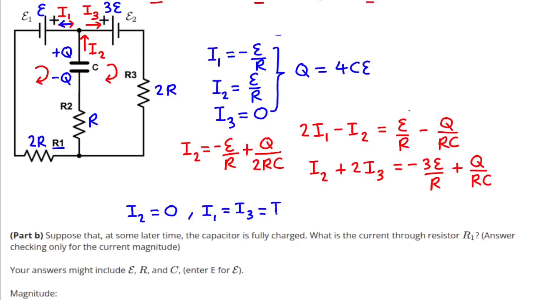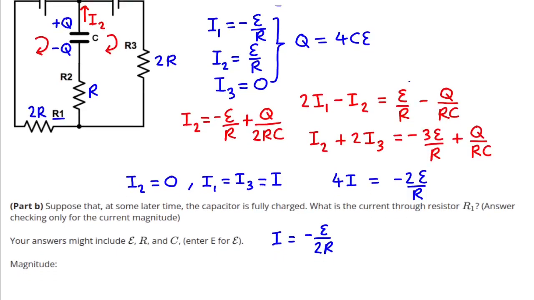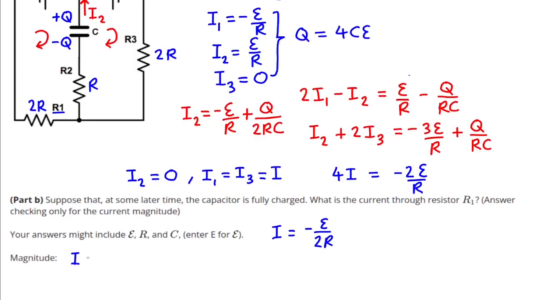And we'll set this to I, and if we add these two equations, we have 2I plus 2I, which is 4I, and I2 is 0, and on the right hand side, we have epsilon minus 3 epsilon, gives minus 2 epsilon on R, and these two terms cancel. So what we get is I is minus epsilon on 2R, so the magnitude of the current is positive. So that will be epsilon on 2R.